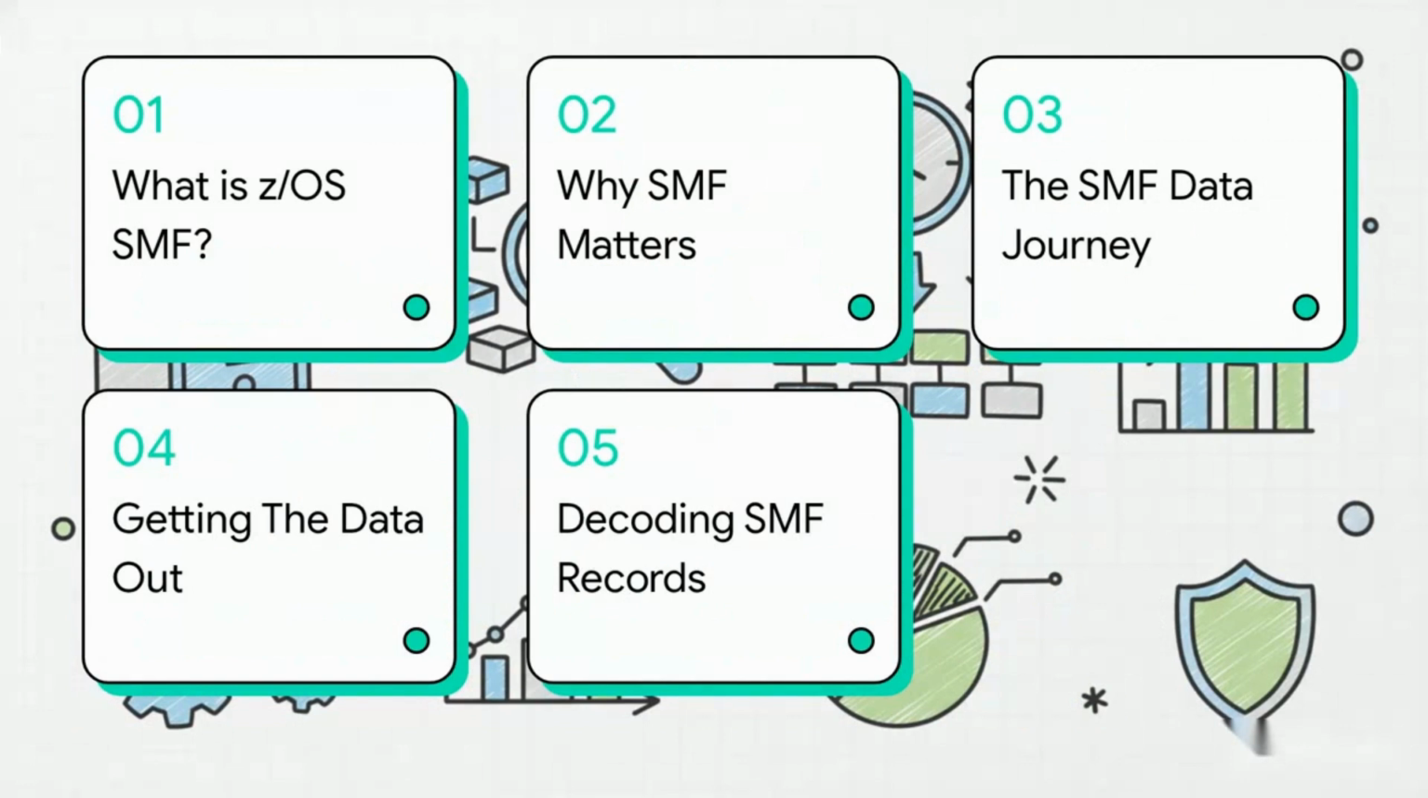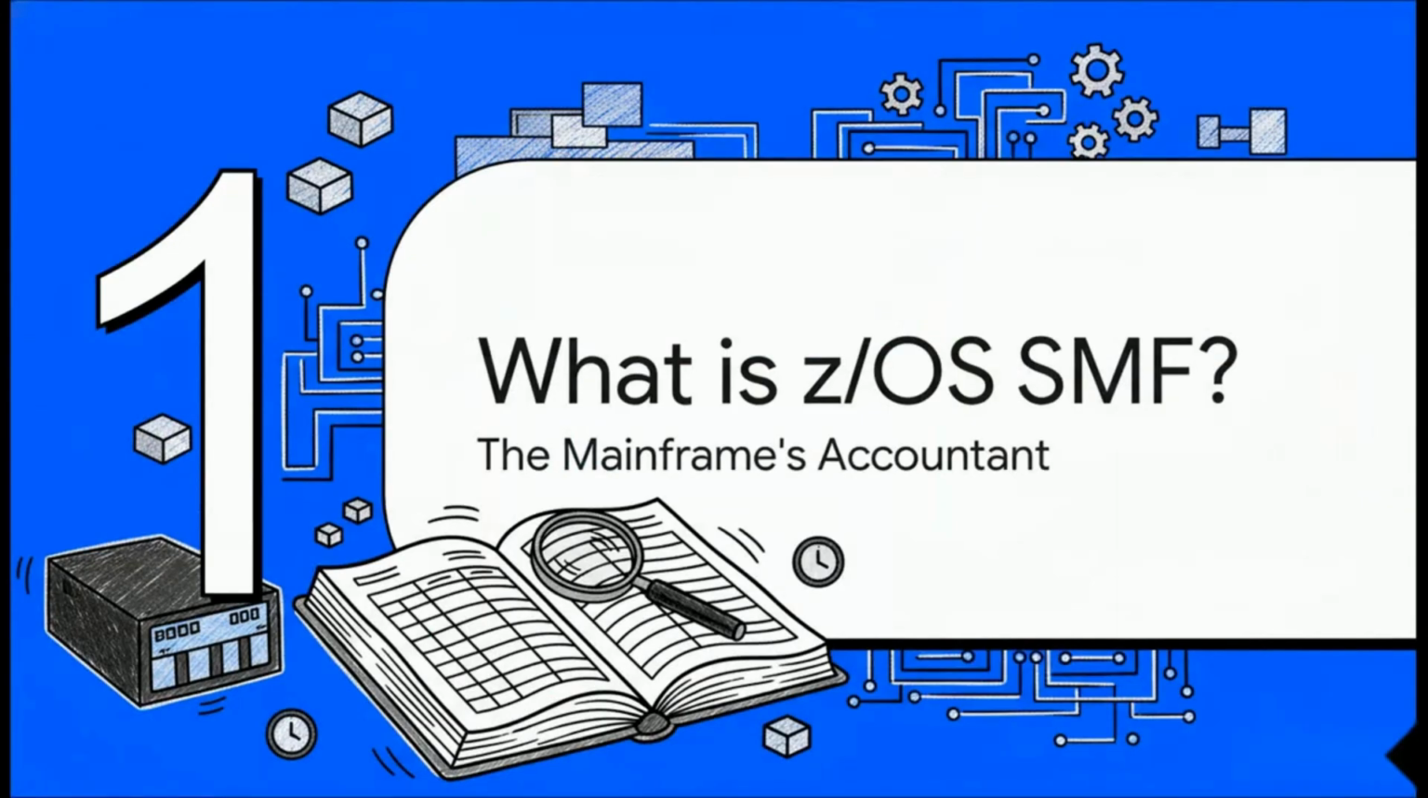All right, so here's our game plan for the next few minutes. We're going to start with the basics, what SMF even is. Then we'll get into why it's so incredibly important. After that, we'll follow a piece of data on its journey, figure out how to get that data out for analysis, and finally, we'll make sense of what it all looks like. It's a pretty straightforward path to understanding this really essential z/OS tool. Okay, let's kick things off at the very beginning.